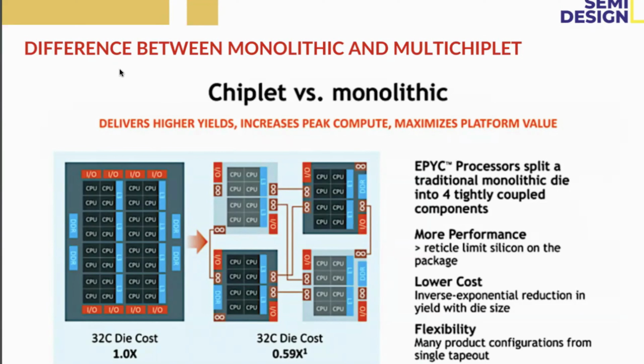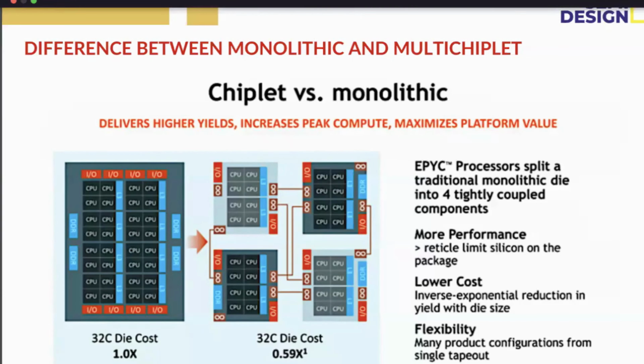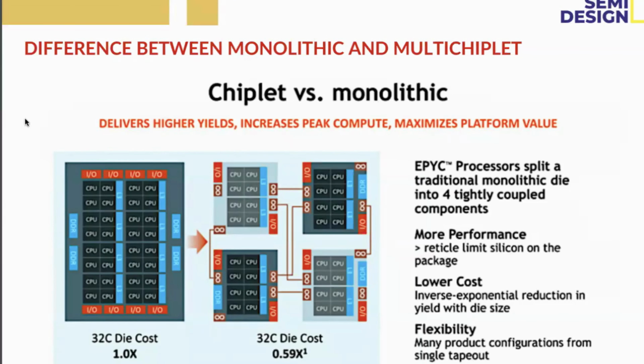So as I told, here is some difference. If you see monolithic and chiplet, chiplet delivers higher yields. Higher yields means, as I told, that if any defect occurs in monolithic, the entire die needs to be debugged. But here, if any defect occurs, only this die we need to check. The remaining three are safe. Okay, so that is a higher yield.